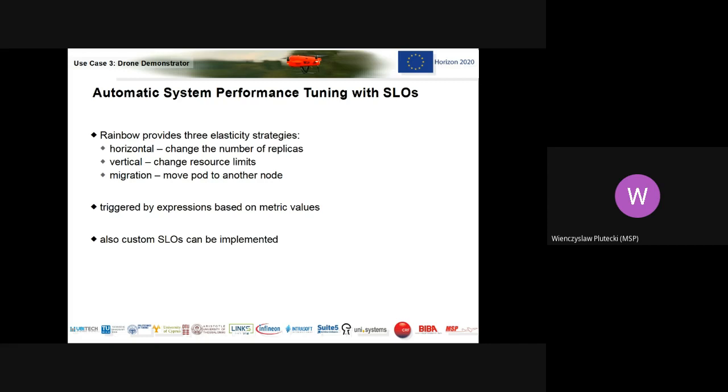We can choose whether we want to calculate the maximum, minimum, or average of a given metric over a certain period of time. And we can also form arithmetic expressions with these metrics, and use this value as a trigger for the elasticity strategy. And of course, if something doesn't match these three strategies, there is a possibility to implement custom service level objectives.